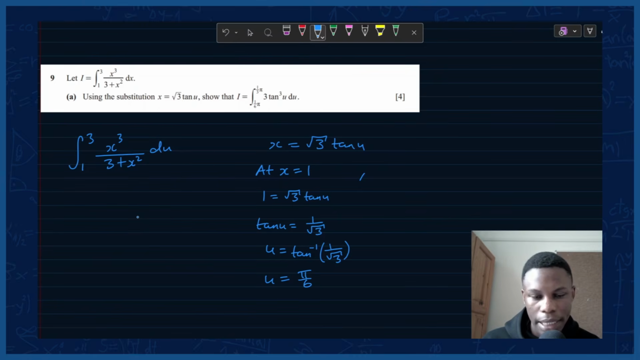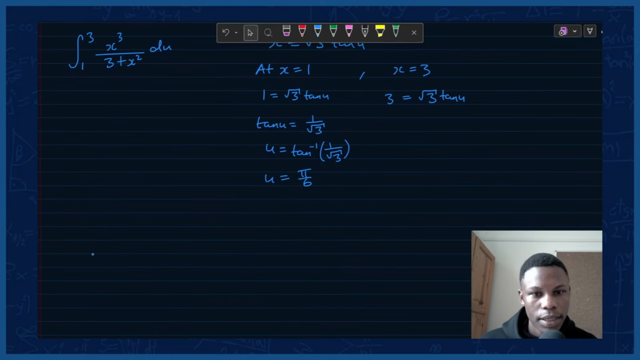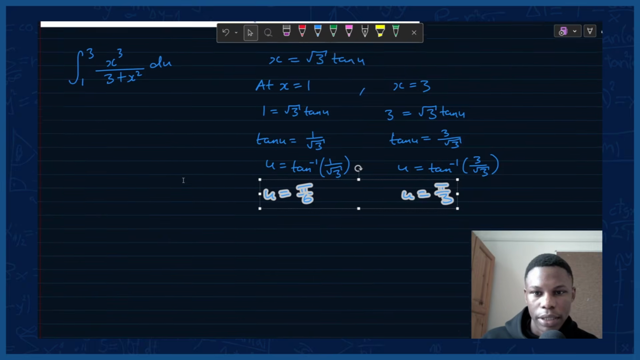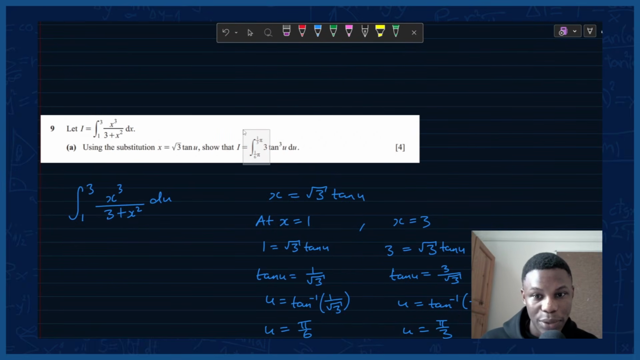And then we'll do the same at x is 3. So we're saying that x, which is 3, is equal to root 3 tan u. So this means tan u is equal to 3 over root 3. So u is equal to arctan of 3 over root 3. That's pi over 3. Okay. So these are going to be our new limits of integration. And as you can see, they match up with what we have there.